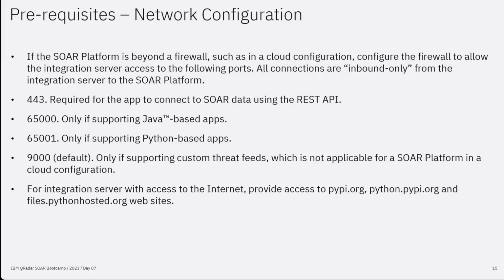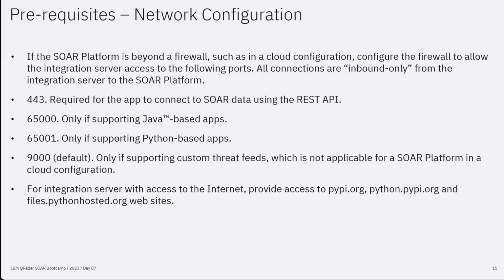9000 is a default port. This will be needed only if you're supporting custom threat feeds, which is not applicable for a SOAR platform in a cloud configuration. The SOAR platform communicates with the integration server over HTTPS on a port that you choose. The default is 9000. Now, if the integration server has access to the internet, make sure the server can access these websites: pypi.org, python.pypi.org, and files.pythonhosted.org.